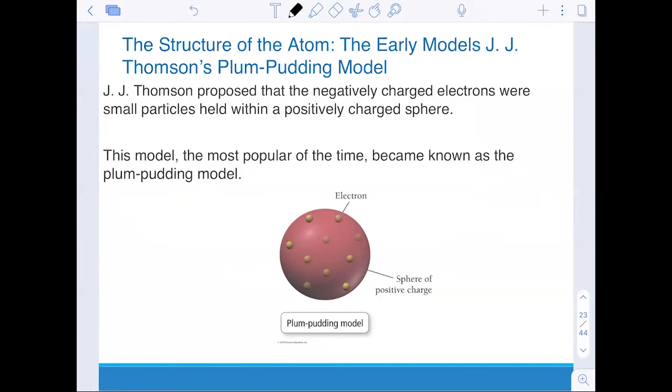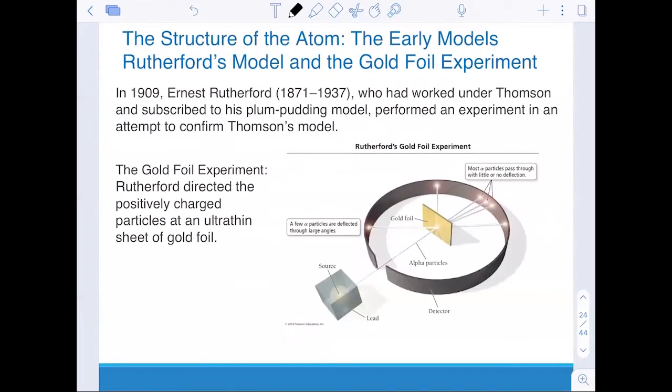So the early structure of the atom was this idea that protons and electrons were all just kind of swarming together, no big deal in this plum pudding model. We now know that is not true. What came after this was the Rutherford gold foil experiment. 1909, Ernest Rutherford, who was working under J.J. Thomson at Cambridge, had subscribed to the plum pudding model, and he was performing an experiment to confirm this. This is what's great about hypotheses. You might have one, and it turns out to be the exact opposite of what you think it is.